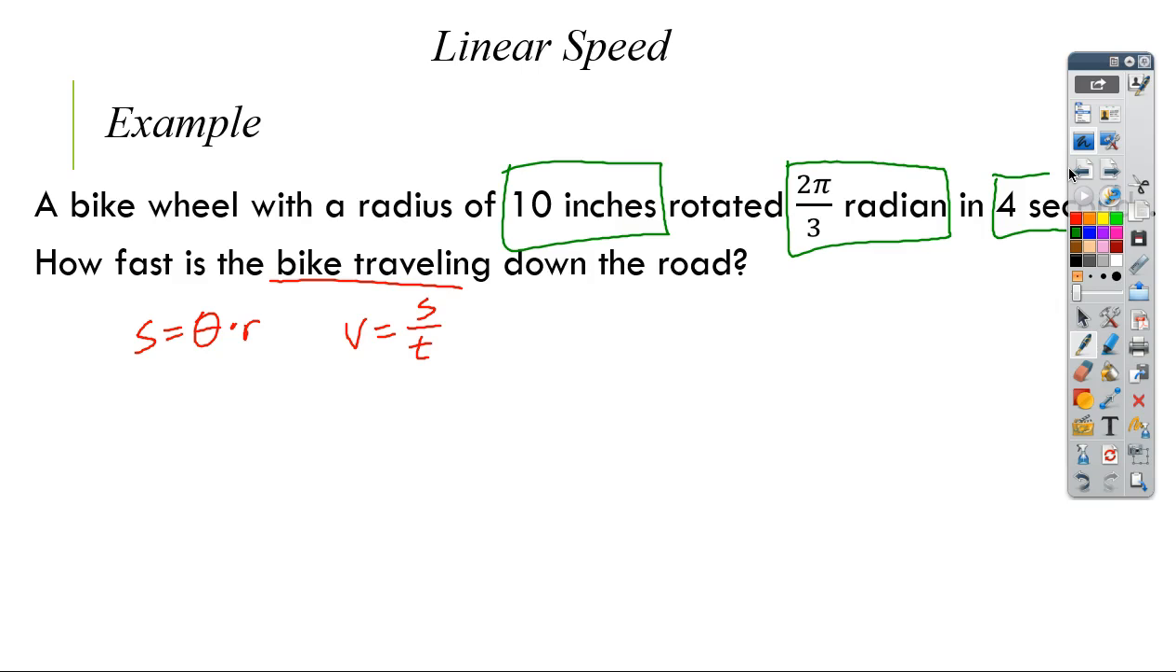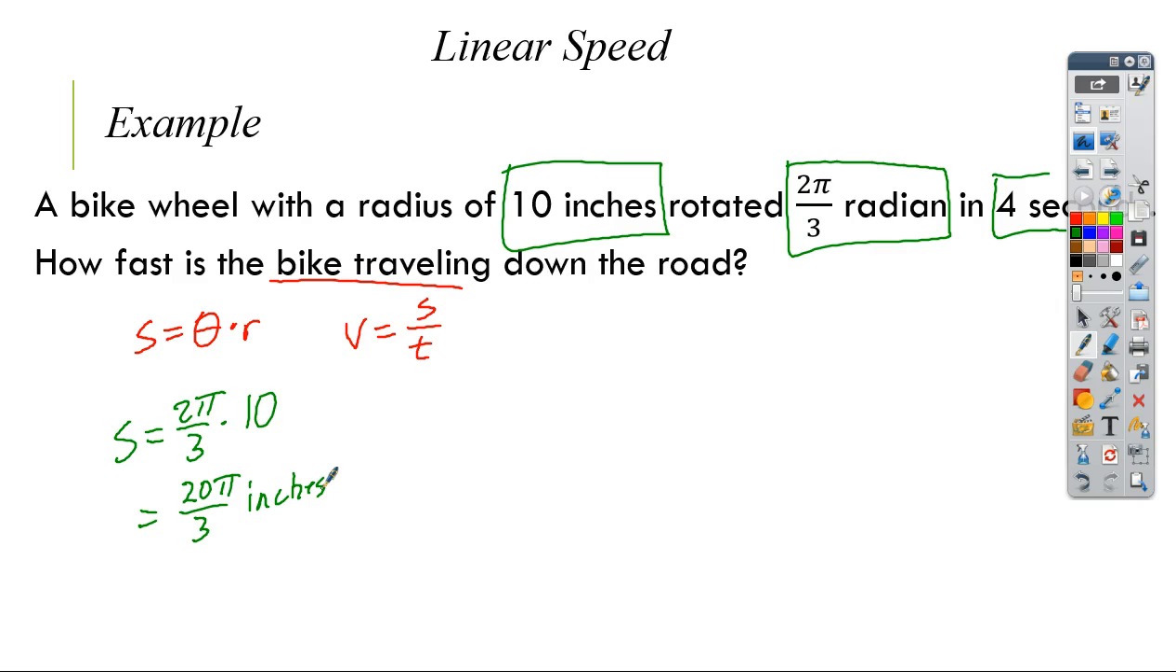So let's go ahead and just plug in what I know. First thing I do is find my distance. s is equal to radians, 2 pi over 3, times my radius, which is 10 inches. I just multiply the top, and this is equal to 20 pi over 3. Notice I'm not putting this in a calculator yet. I do not want to find out the decimal until the very end. But what's my unit? 20 pi over 3 what? Inches. That's what my radius is.